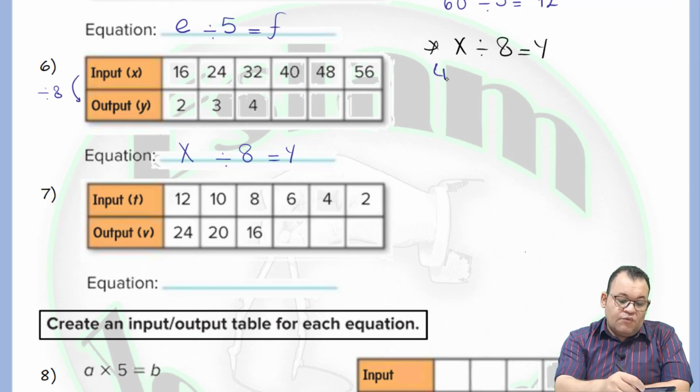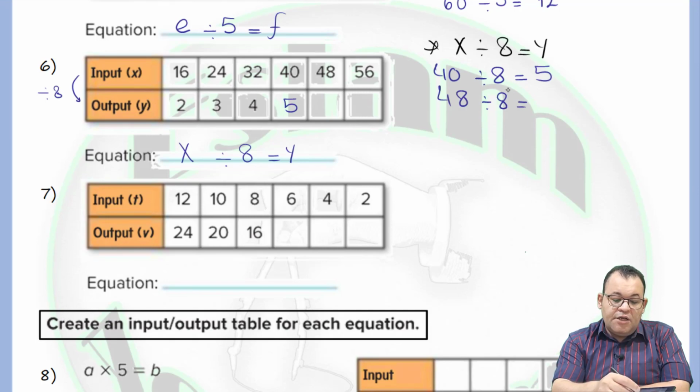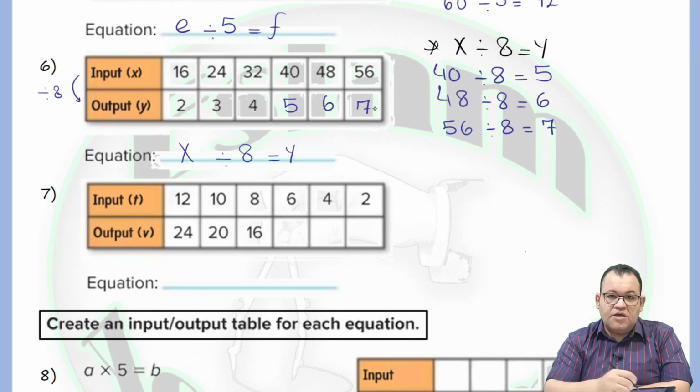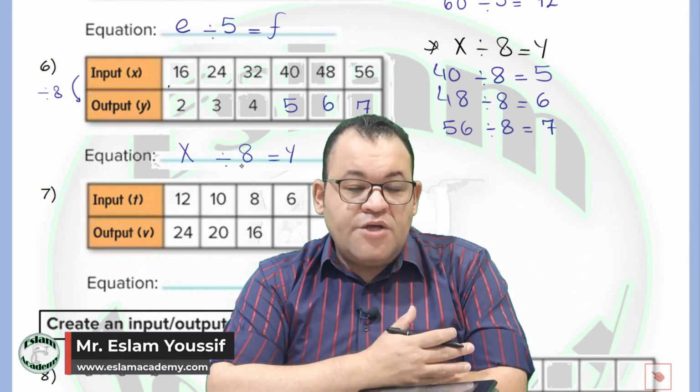If the input now equals 40, so 40 divided by 8, I need a number that, when you multiply it by 8, the answer will be 40. You will find that it is 5. So just write 5. When 48 is divided by 8, I need a number that, when you multiply it by 8, the answer will be 48. You will find the number is 6. So just write 6. Now we have 56 divided by 8. I need a number that, when you multiply it by 8, the answer will be 56. You will find that this number is 7. So just write 7. And that's how we can solve the multiplication and division rule, by finding the equation and completing the numbers.